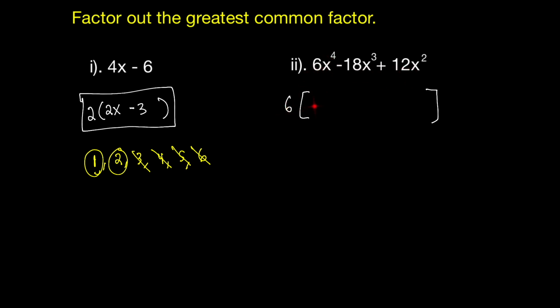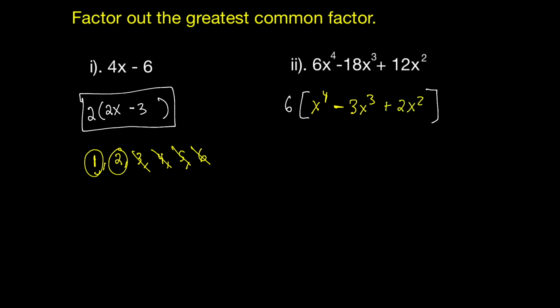So 6x to the 4th divided by 6 is just going to be x to the 4th. And then we're going to subtract 18x to the 3rd divided by 6. We're going to get 3x to the 3rd. And finally, here we have 12x to the 2nd power divided by 6. So we're going to get a 2x to the 2nd power.